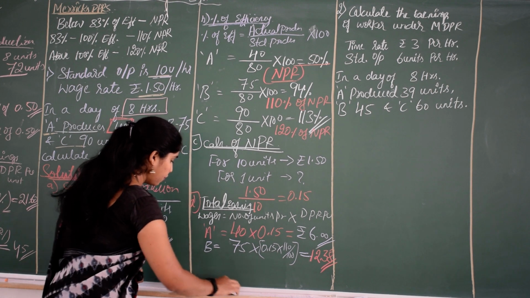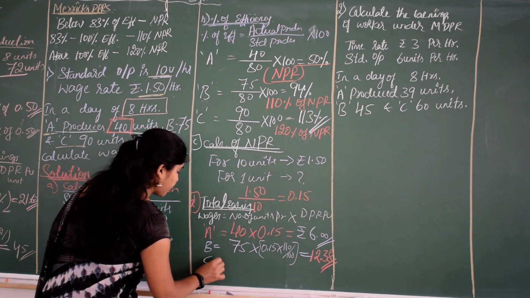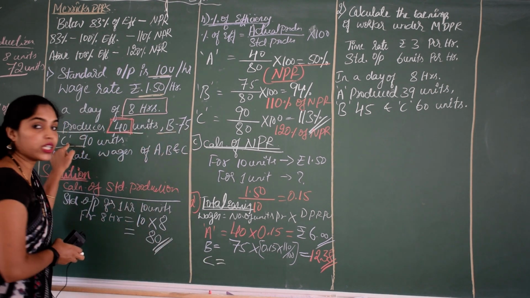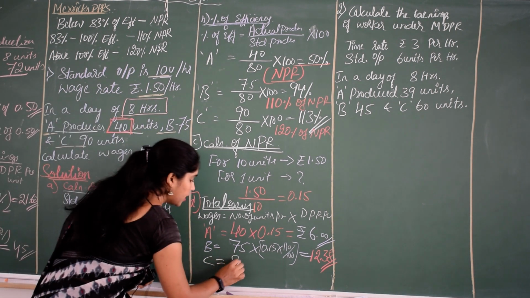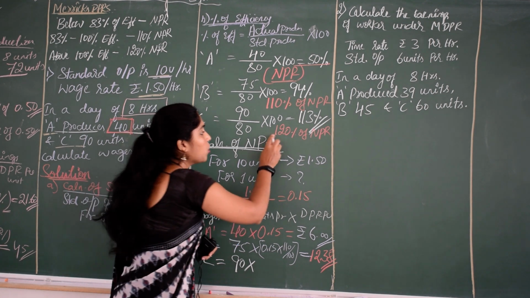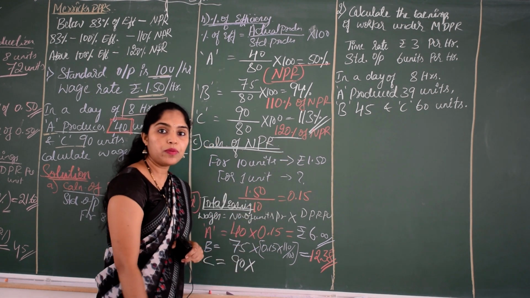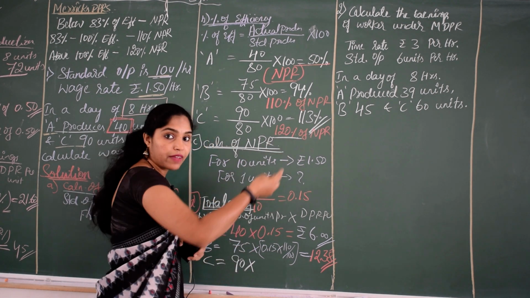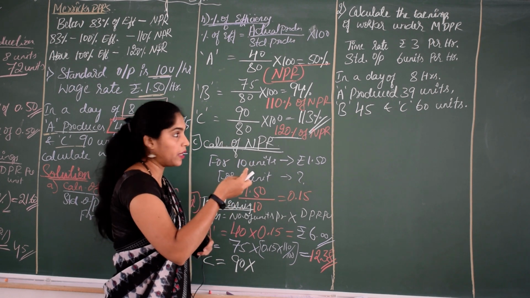Now calculate for Mr. C. So C's total production is 90 units. So 90 units, and what is his differential piece rate? 120% of normal piece rate, because his level of efficiency is more than 100%, correct.